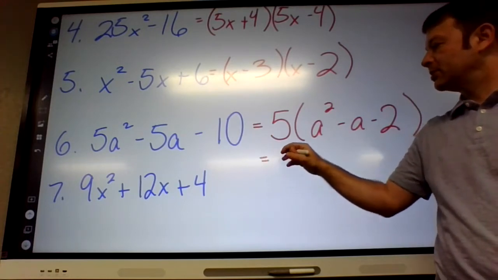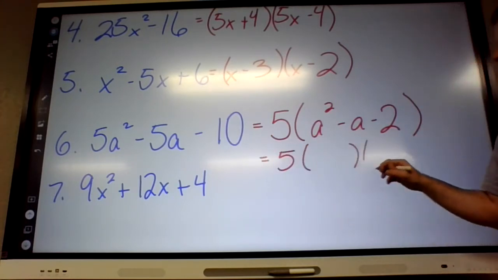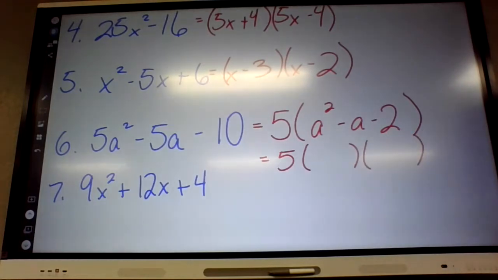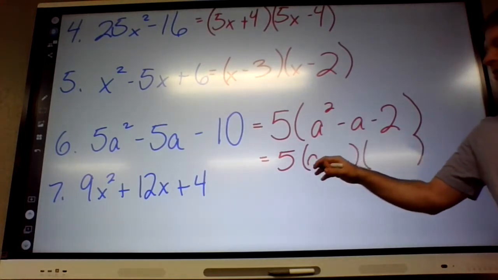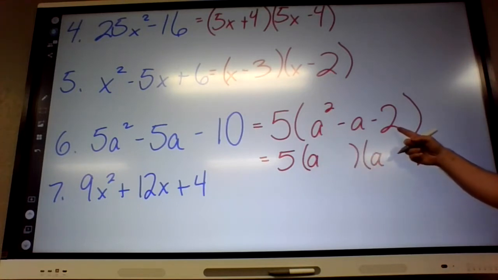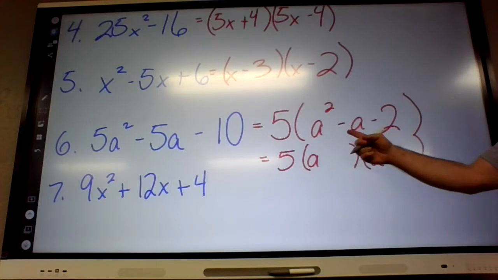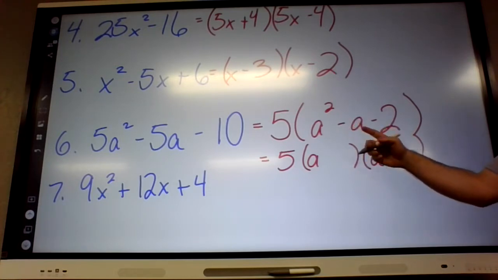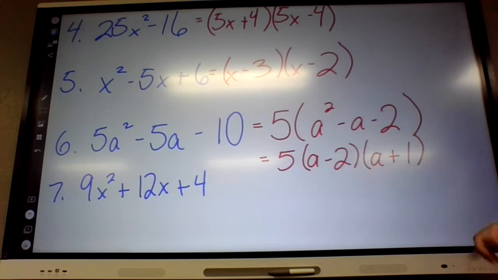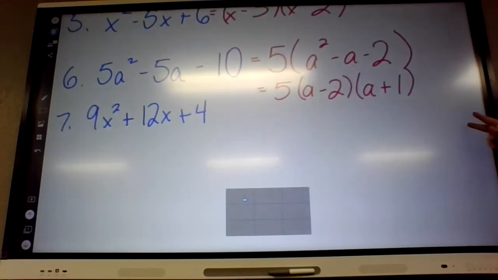And guess what? The parentheses are probably going to factor again, right? What goes into a squared? What multiplies into negative 2 and adds up to negative 1? Negative 2 plus 1. When we were doing equations, you could divide both sides of the equation by 5 and just get rid of the 5. But since this is not an equation, you can't throw it away.